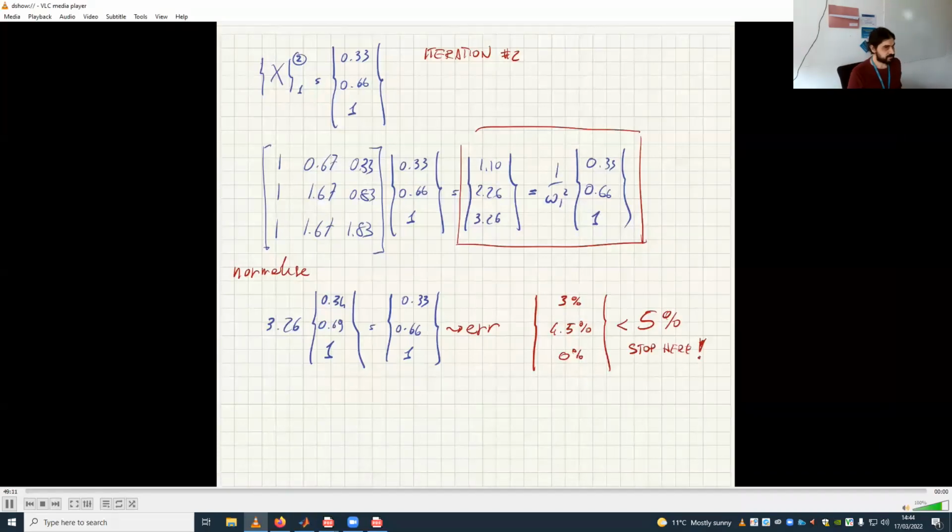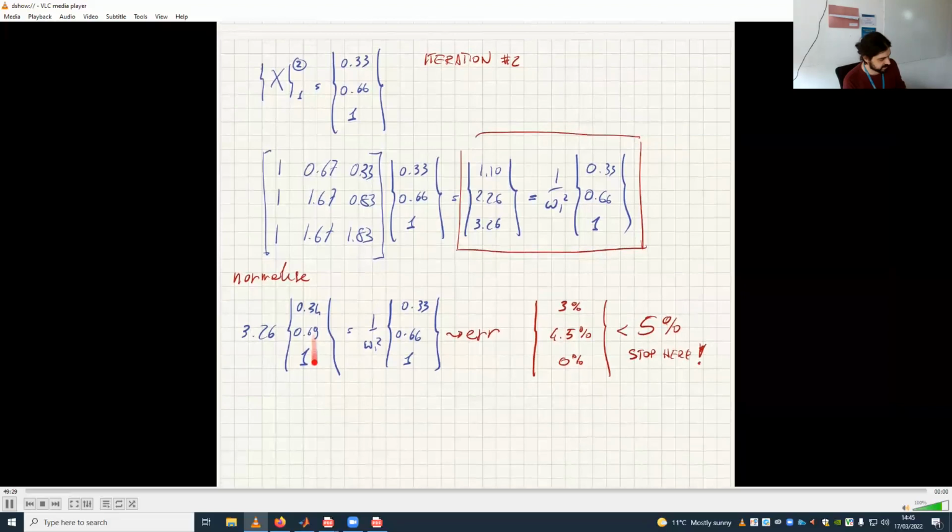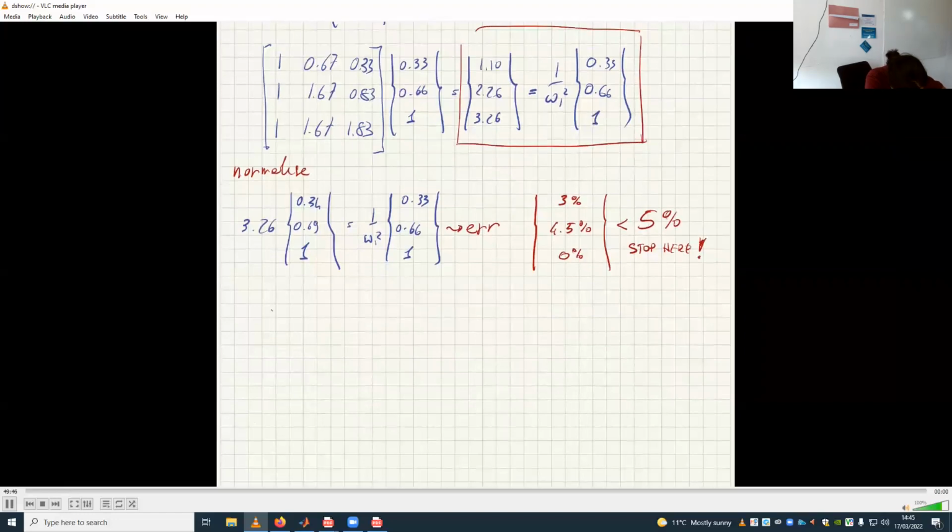Now that I stopped here, oh, sorry, this is not the same. This is equal to 1 over omega 1 squared. Never forget this, because otherwise that's not an equality anymore. So now I'm arguing that if this is within 5% of this, that means that this is within 5% of this. Otherwise, they're not the same. So 3.26 is almost equal to 1 over omega 1 squared. So how much is omega 1?